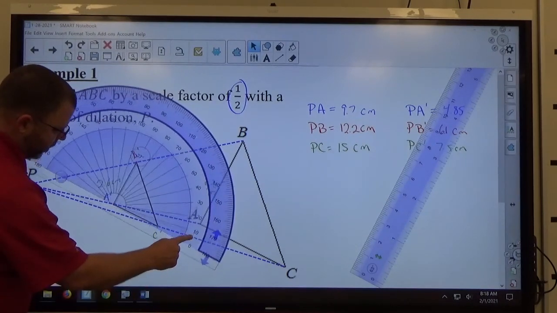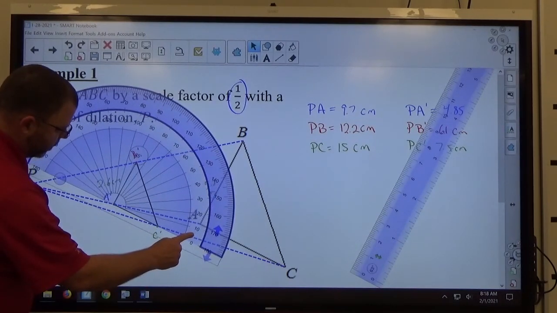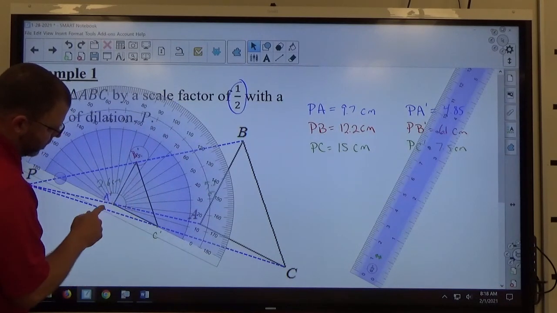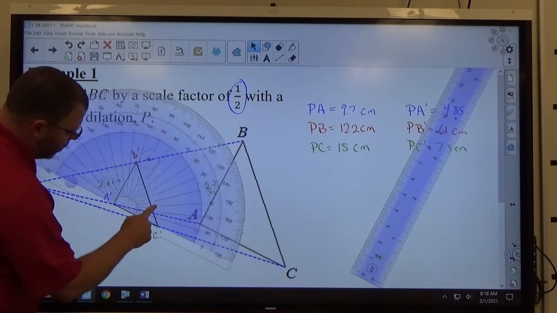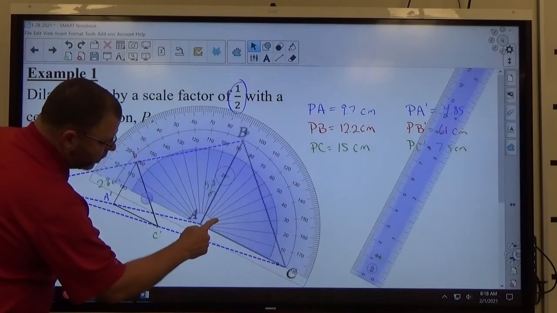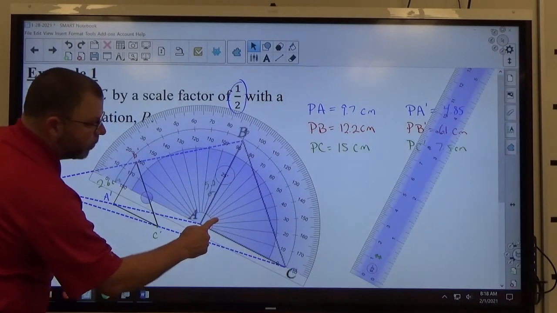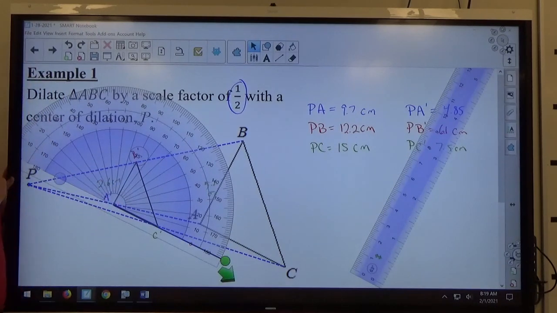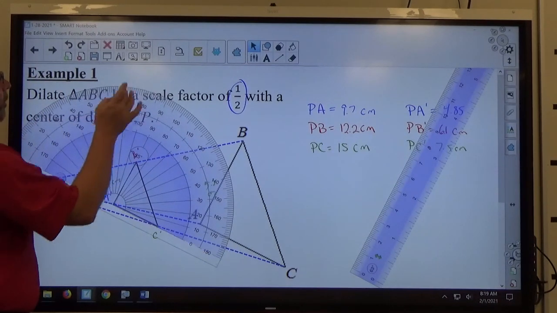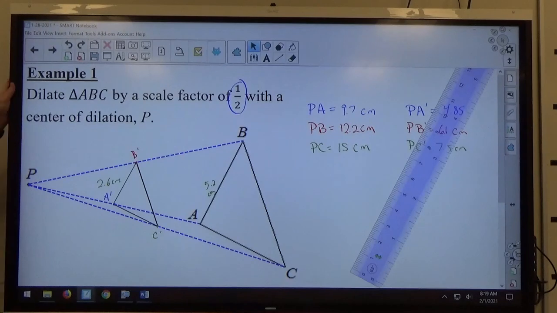So if I'm measuring this angle here, it's almost a right angle, isn't it? If I come over here to the original, it is a right angle. So it's off by just a tiny bit, but it's pretty close to being dead on perfect. That's what you're looking for. So the angle measures remain consistent, all the same, but the sides are either shrunken or expanded by a common ratio.